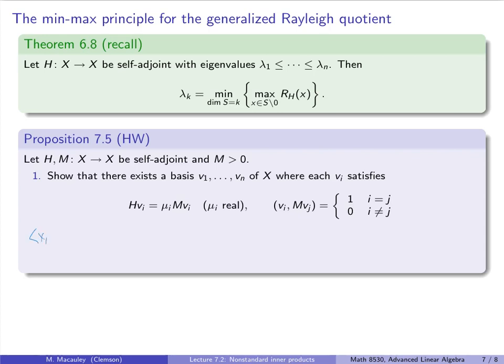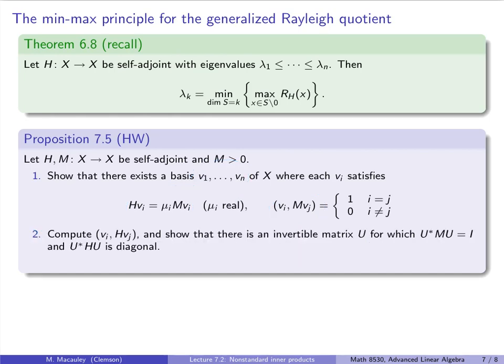That is, if x and y, the inner product of this is x dot My. Because think about what this is saying. This is really saying that M inverse H Vi equals mu i Vi. So this is a basis of eigenvectors of M inverse H. And on the right, it looks like the orthonormal condition, and it is, because this right here is just the non-standard inner product of Vi and Vj.